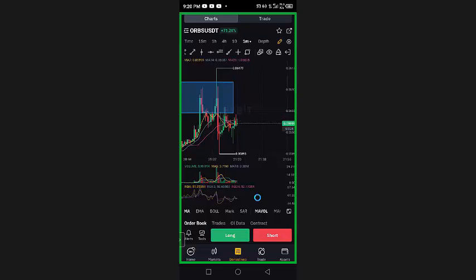But some people intend to leave it there, and the market will take it and even liquidate some who don't like using stop loss.